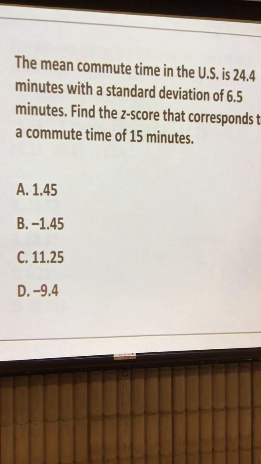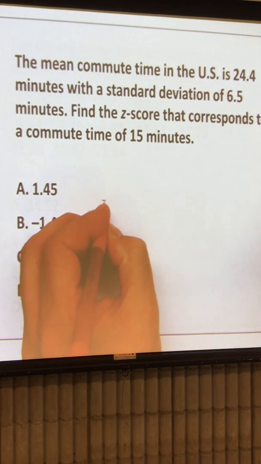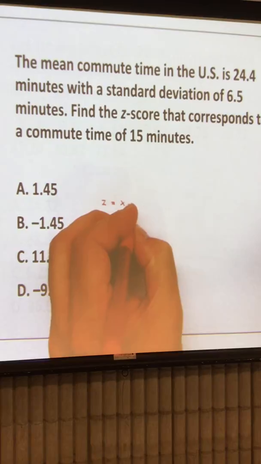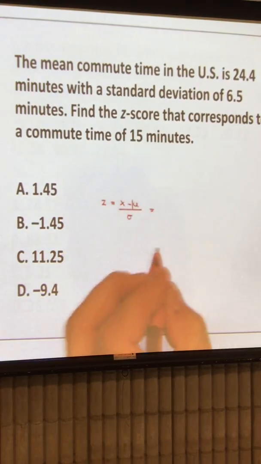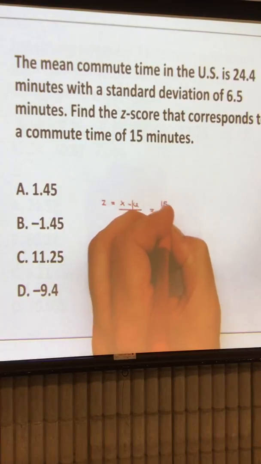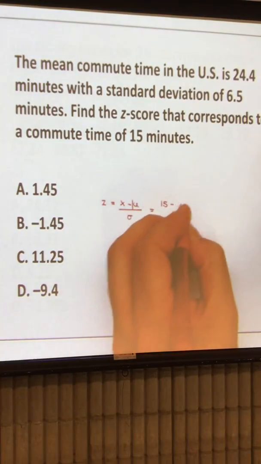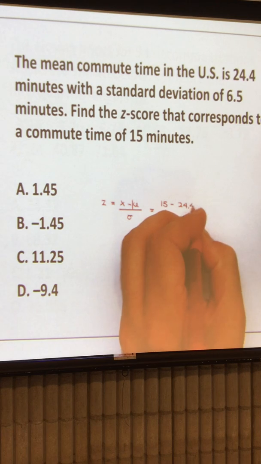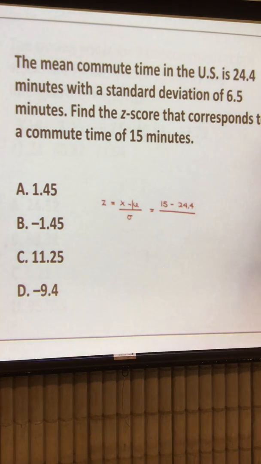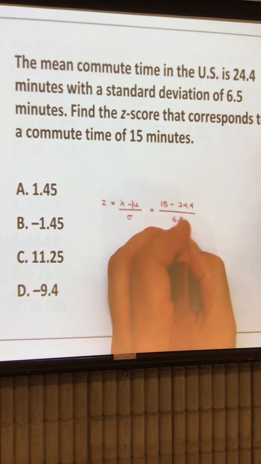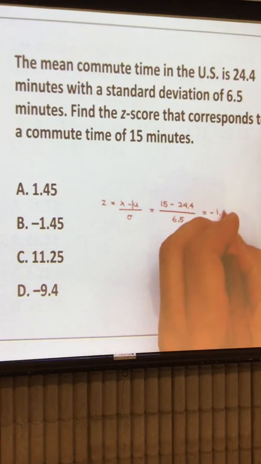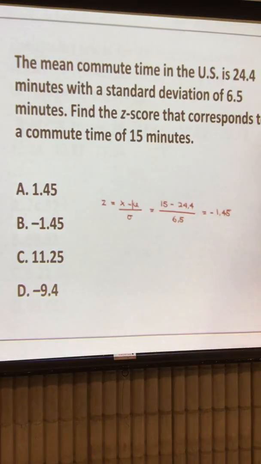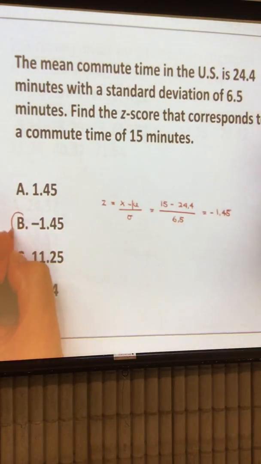Number 6, we have to calculate the z-score, which is x minus mu over sigma. X is 15, the mean is 24.4, over the standard deviation 6.5. So if you do this calculation, this is negative 1.45. So the correct one is B.